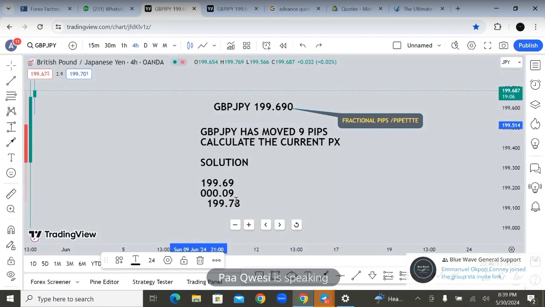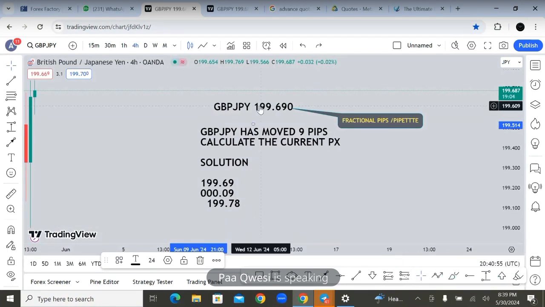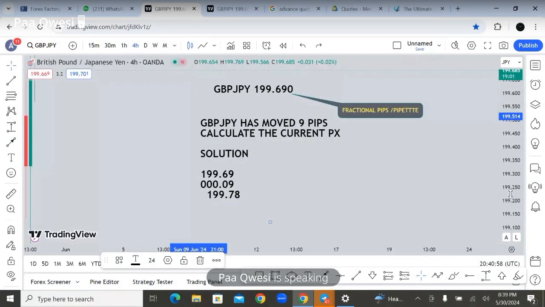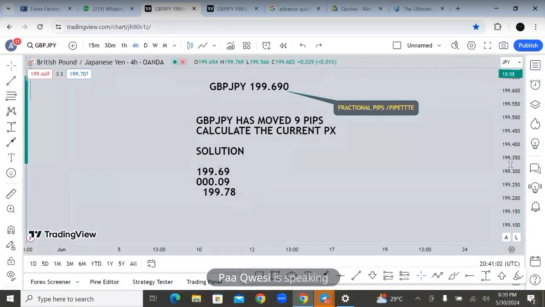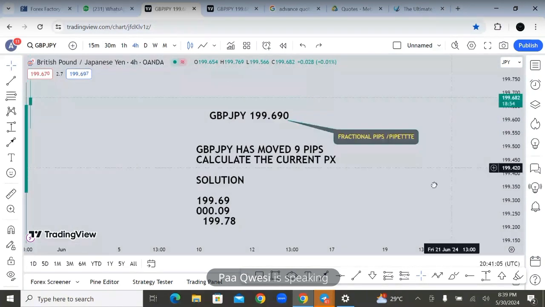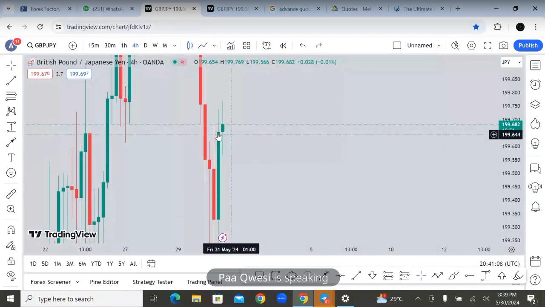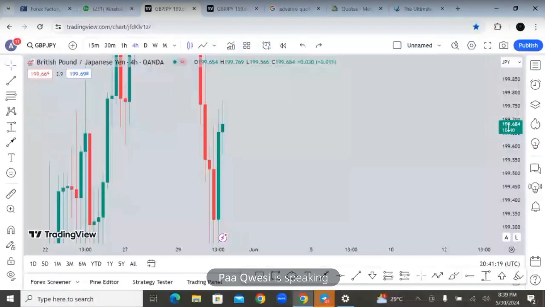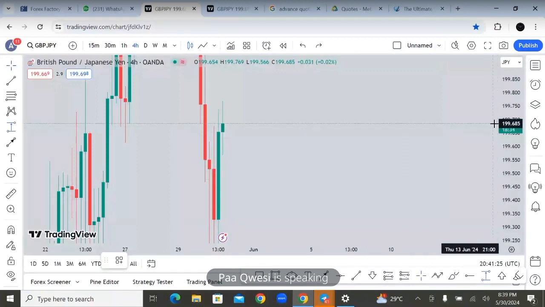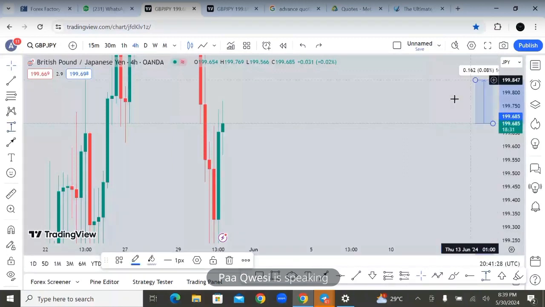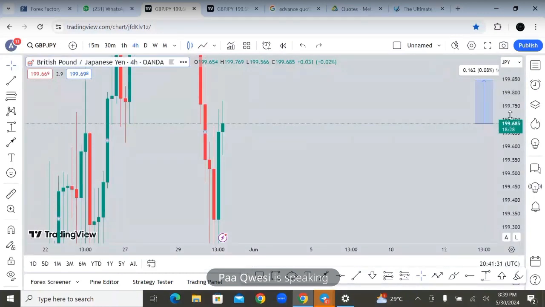So the prices you see over here are the prices for the quote currency. So when you talk of pips, this is the current market price. Let's see this market. You see the heading line over here. This is the current market price, 199.685. If it moves from here to here, how to calculate the pips is what I'm talking of.